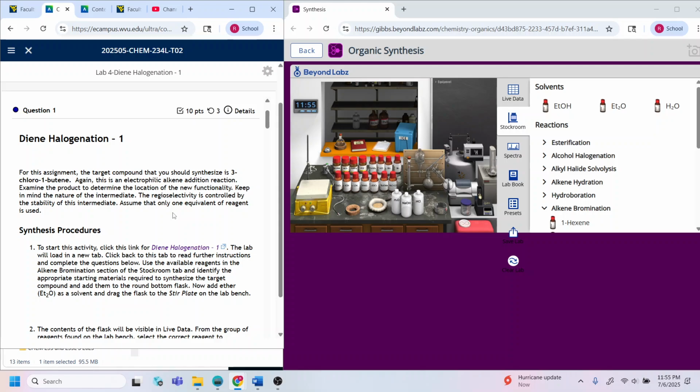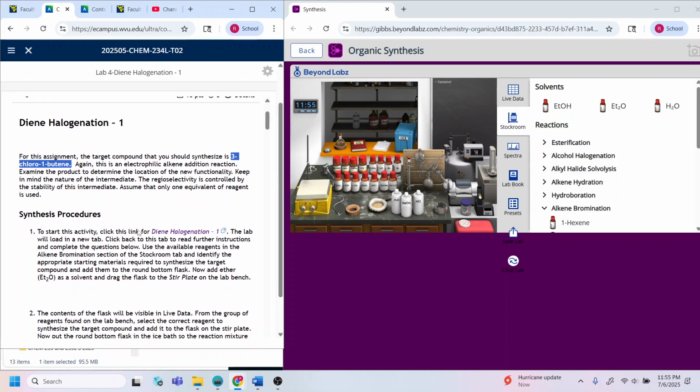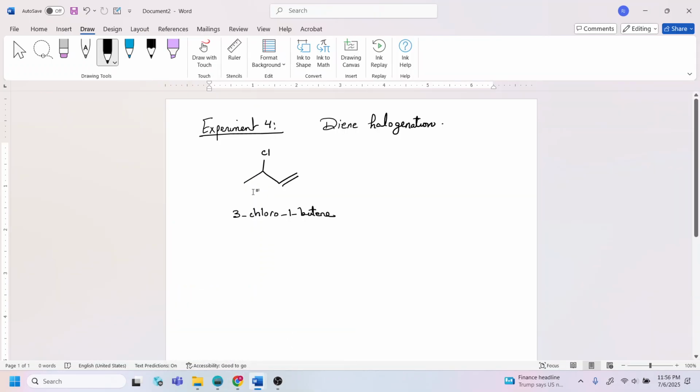In lab number 4, we are making 3-chloro-1-butene. This is a diene halogenation. Normally you start with a diene and then you react it with either a halogen or HCl or HBr to get the 1,2 and the 1,4 product. If we want to go ahead and draw the 3-chloro-1-butene, this is the 3-chloro-1-butene.